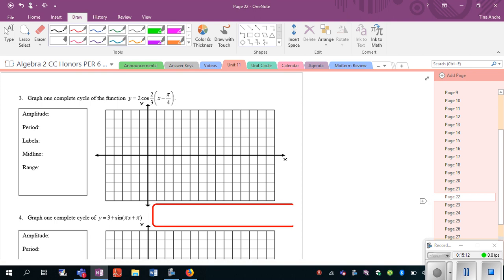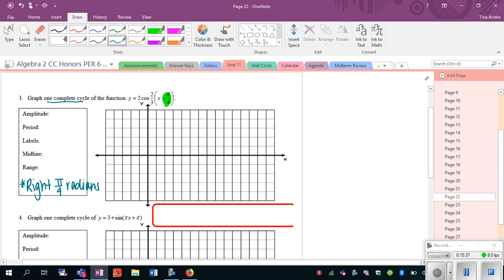We have to graph one complete cycle. So again, starting it off the exact same way. My helper is going to be without the minus pi over 4, because that's going to indicate that I'm actually going right pi over 4. So I can write that down here just as a reminder that my horizontal movement this time is going to be right pi over 4 radians.